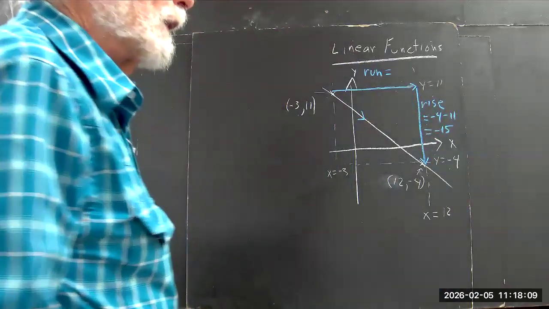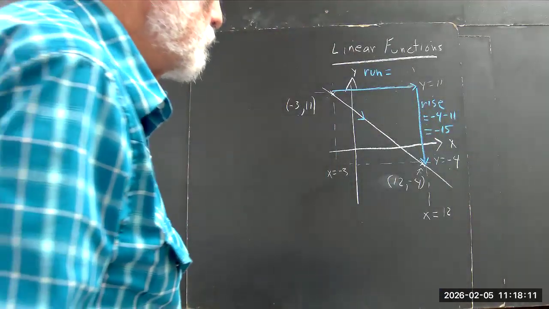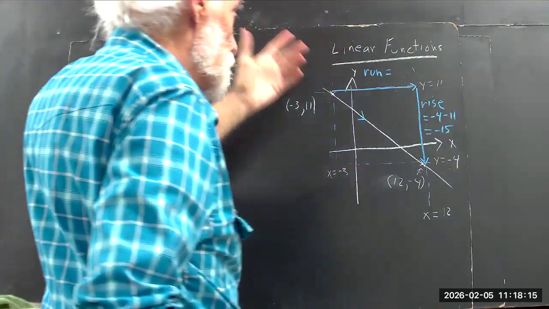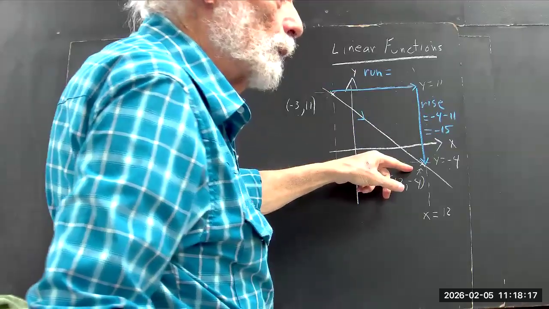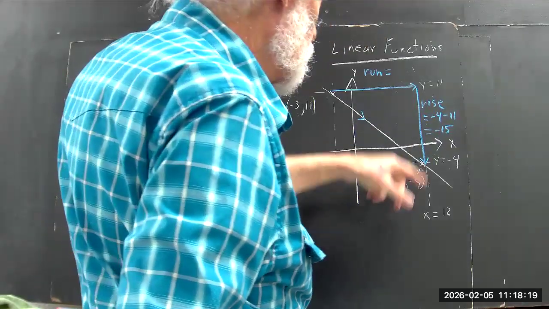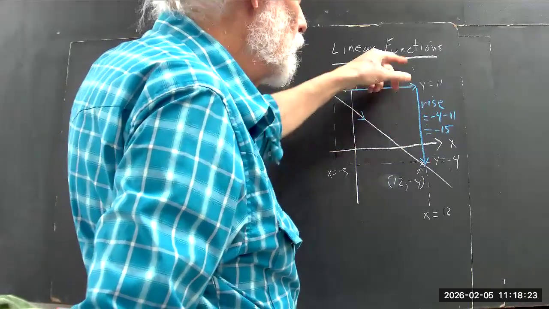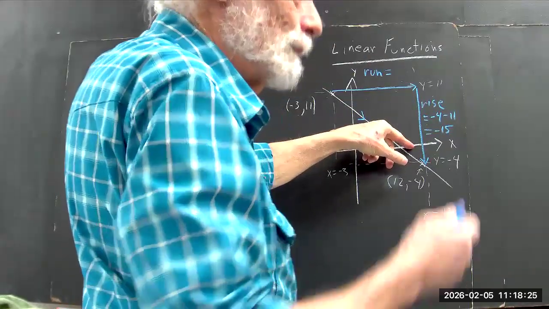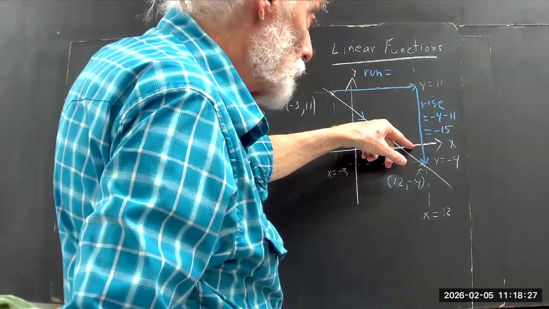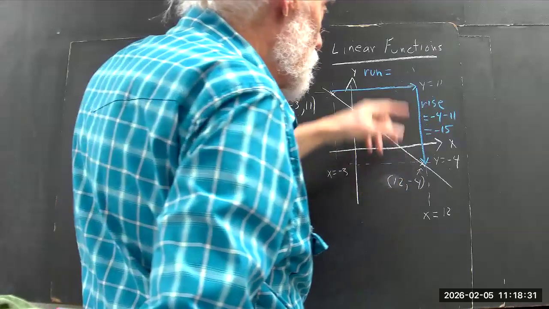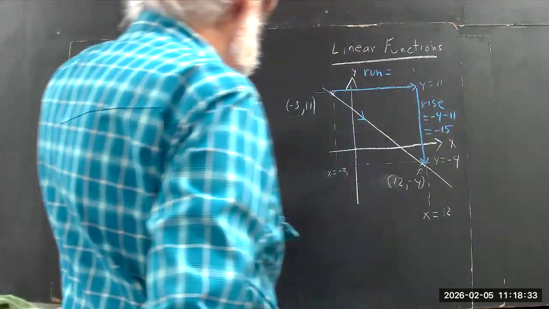That gives us -15. Okay, the run. Okay, that makes sense. We're going from y equals 11 down to y equals 4. How far do we have to go? Well, from 11 down to the x-axis, where y is 0, from 11 down to 0 is -11. And then we still got to go -4 more, giving us -15.